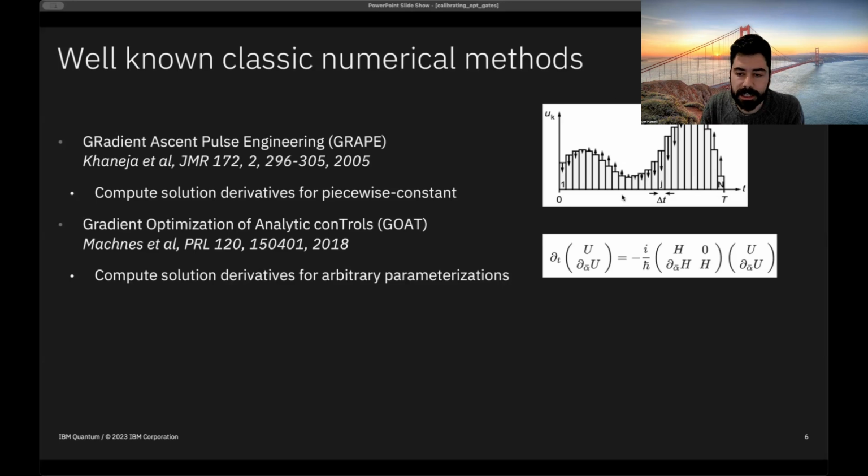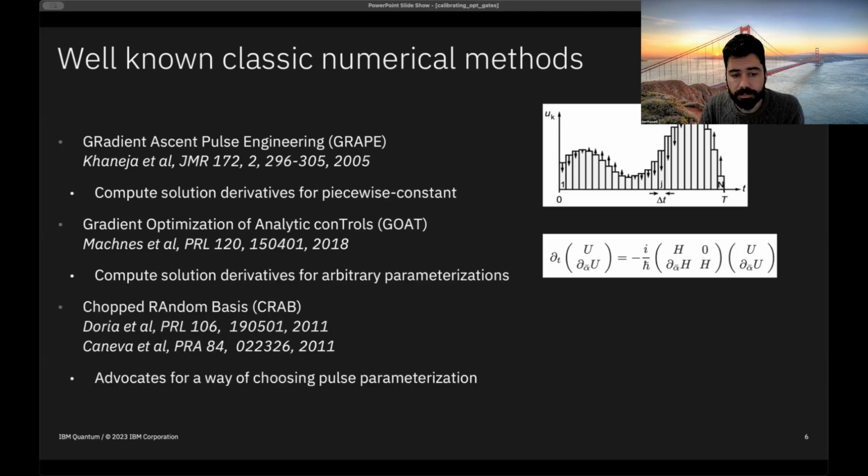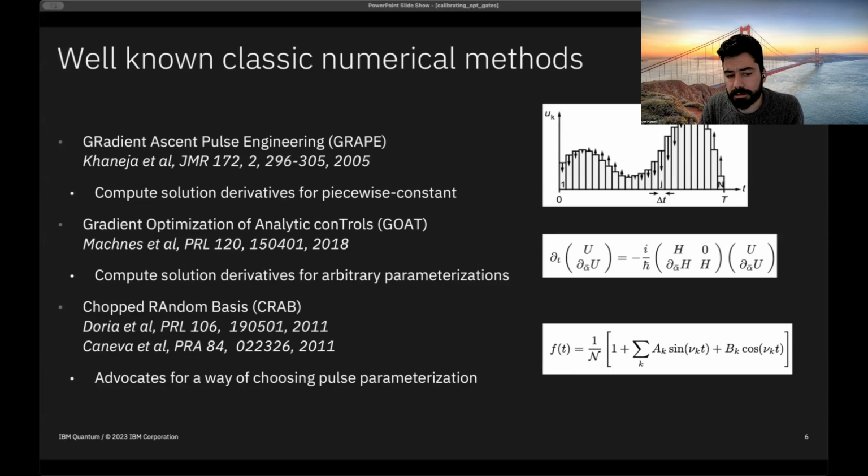So here we had piecewise constant. This paper shows you can compute derivatives for arbitrary shapes. Another paper that gets cited a lot is called chopped random basis, or CRAB. I don't know if these were introduced simultaneously, but I think they were related papers. This really is just a suggestion of a pulse parameterization that they think is good for exploring the space.